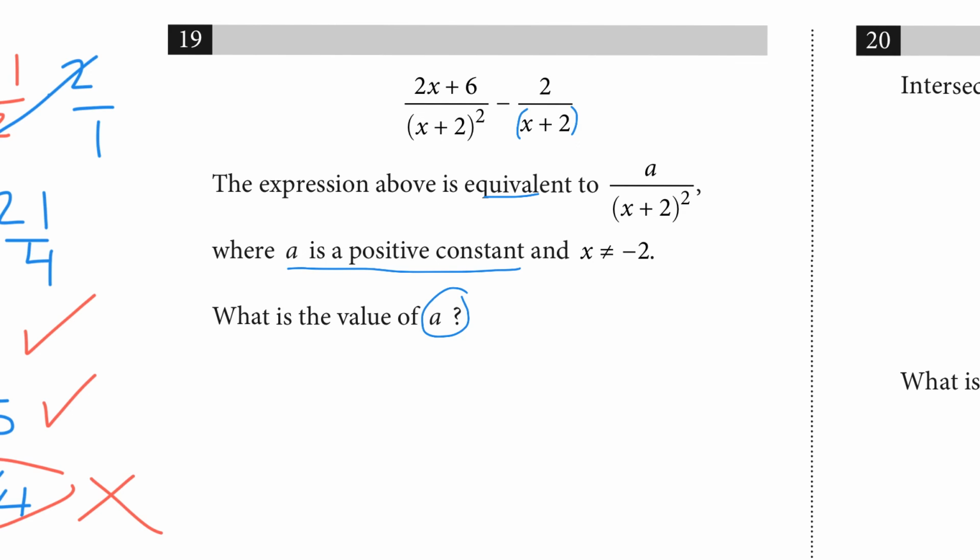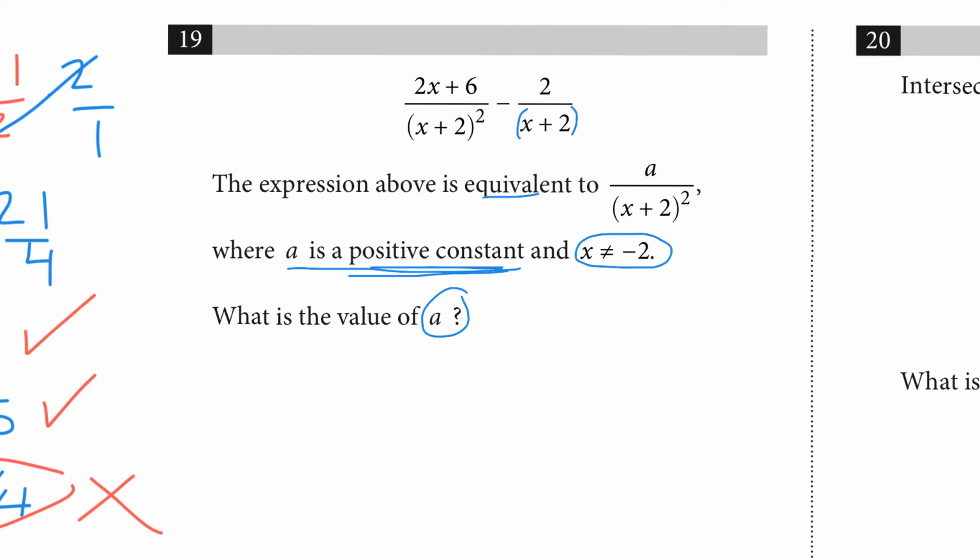A is a positive constant, and of course all the answers will be positive in this section. You cannot have a negative answer. And it says x could not be equal to negative 2. You don't really have to worry about this. It just says that you'll never have 0 in the denominator, because that would make it undefined.